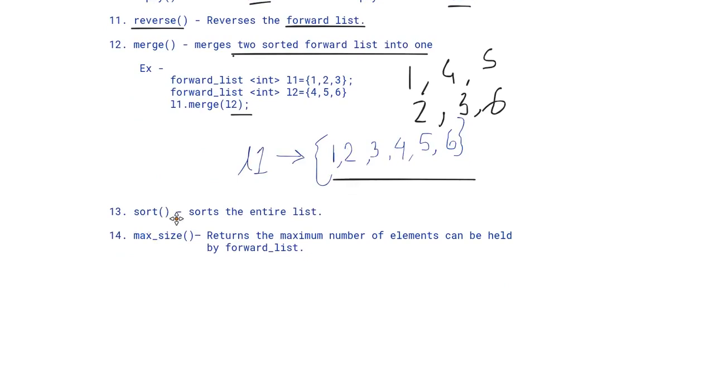Okay, cool. Next we have the sort function, which we already discussed in another video. It is an STL function. It actually sorts any container, so the same goes for forward list. It will sort the entire list.